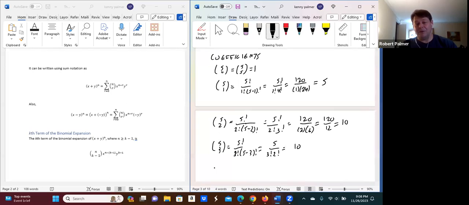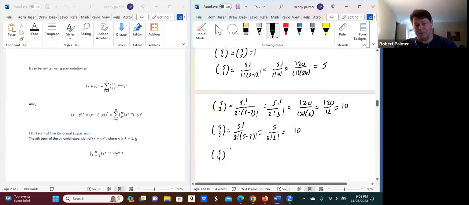It's the same thing. And then 5 over 4. That's going to be 5 factorial over 4 factorial times 5 minus 4 factorial. So 5 factorial over 4 factorial times 1 factorial. Same thing we had there, which is 5. Okay, good. So now we know our coefficients.